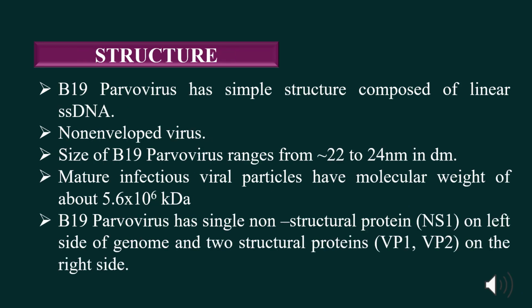The structure of B19 Parvovirus is composed of linear single-stranded DNA. It is a non-enveloped virus. The size of B19 Parvovirus ranges from approximately 22 to 24 nanometers in diameter. Mature infectious viral particles have a molecular weight of about 5.6 times 10 to the power of 6 kilodaltons. B19 Parvovirus has a single non-structural protein, NS1, on the left side and two structural proteins, VP1 and VP2, on the right side of the genome.